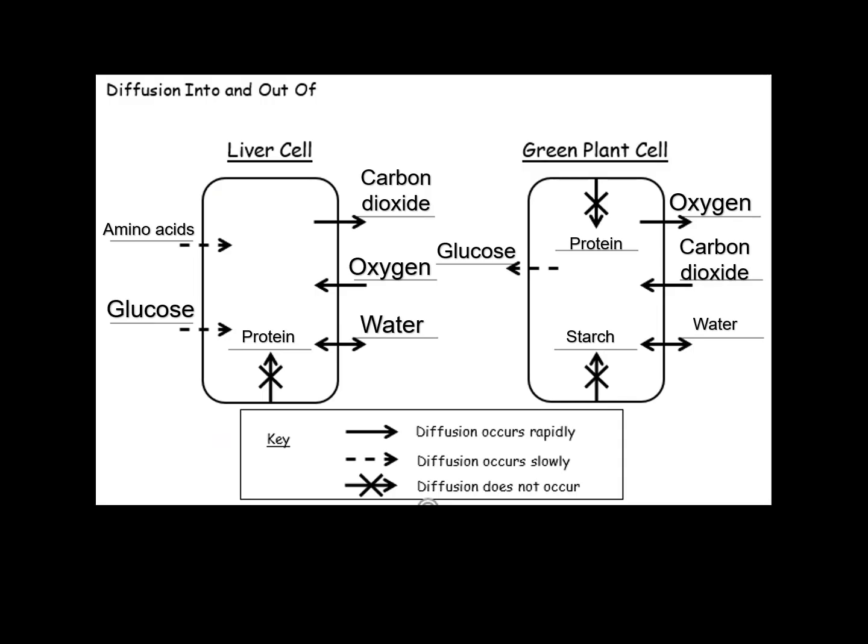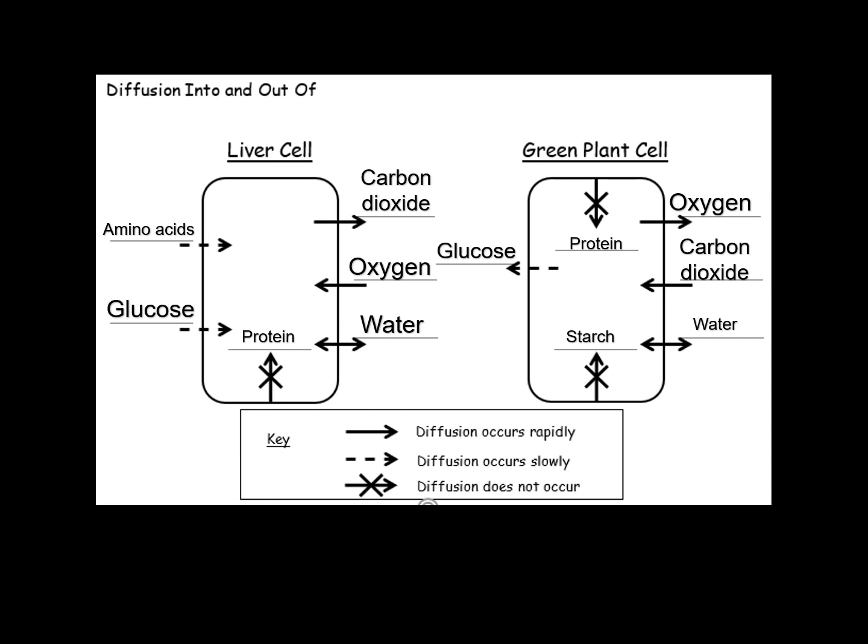So to summarize, your amino acids and your glucose are going to go into your animal cell. They're going to be quite slow because they have to go through the protein channel. Your carbon dioxide is going to go out of your cell and it's going to be super rapid. Your oxygen is going to come in because they can just get through the little gaps. Your water is going to go in and out of the cell, and your proteins are not going to be able to come in or go out of the cell because it's too big.